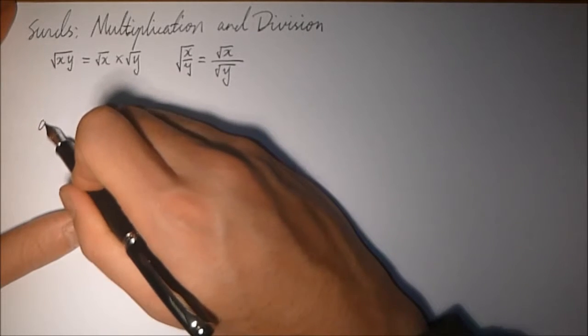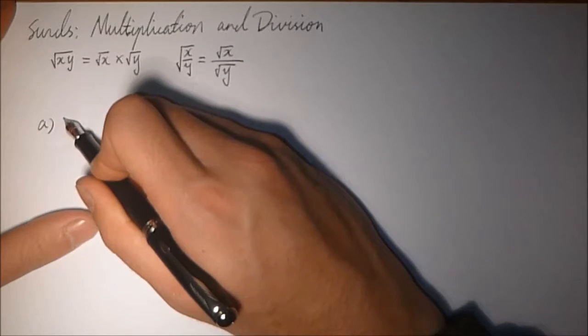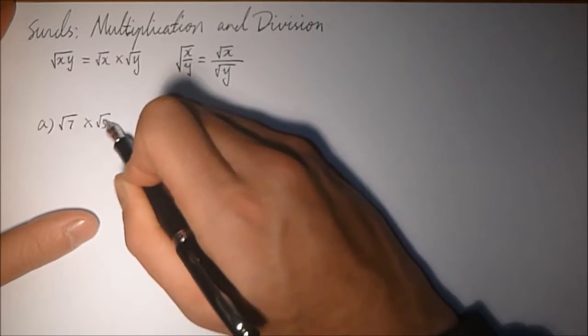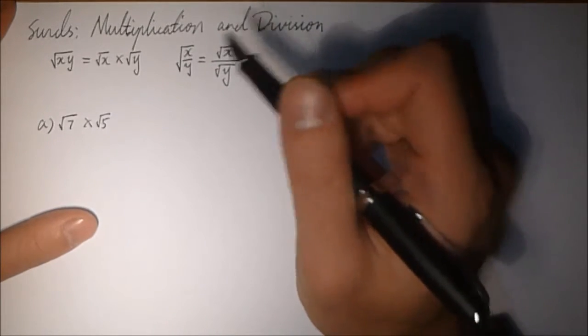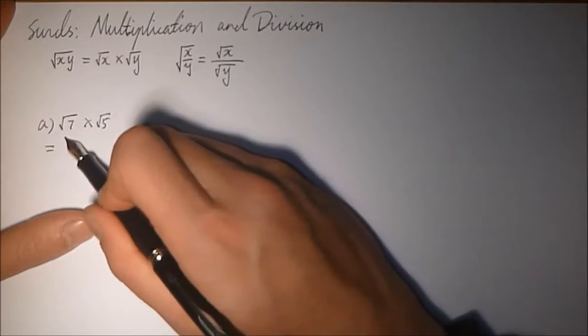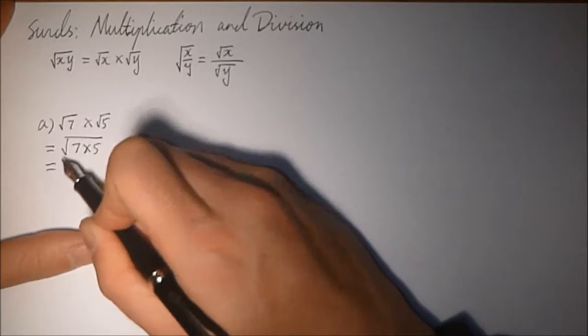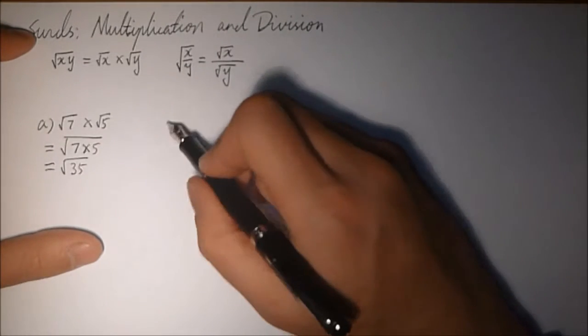Firstly, we have square root of 7 times square root of 5. In this case, we can just have square root of 7 times 5, which is square root of 35, which is still a surd.